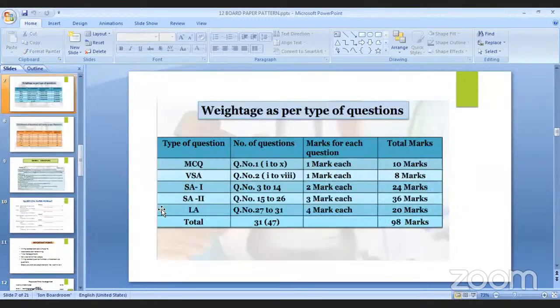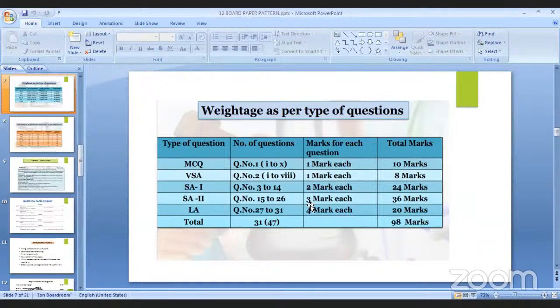After that, weightage. The paper is distributed first into MCQs, then VSA. This is our question section A. In that, 10 MCQs are there, 1 mark each, and these are compulsory. Very short answers, question number 2, there are around 8 questions. So 10 plus 8 is 18.